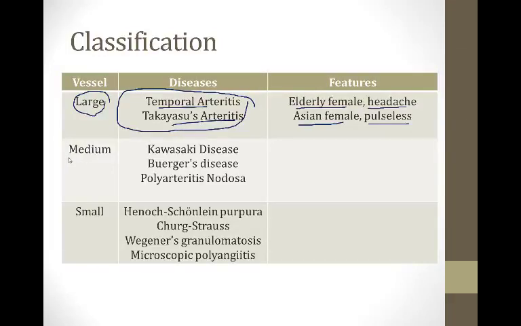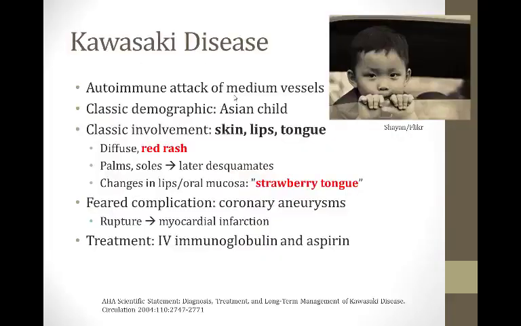Now we're going to move on and talk about the medium vessel vasculitides, and we'll start with Kawasaki's disease. Kawasaki's disease is autoimmune attack of medium-sized vessels, and the classic demographic for this condition is an Asian child, and I've shown a picture on the screen of an Asian child to help remind you of the demographics of this condition. Classically, there is involvement of the skin, lips, and tongue.